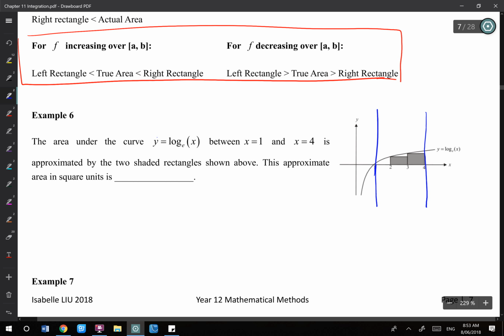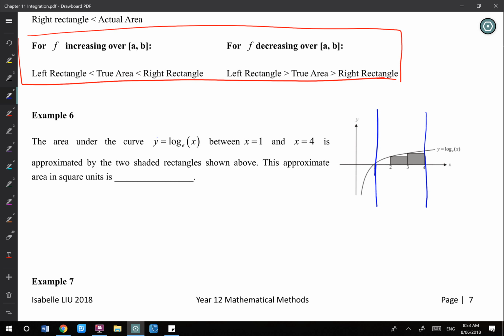Okay, it is approximated by 2 shaded rectangles shown above. The approximation area in square units is... okay, first of all, can you tell me is it a left-hand side approximation or right-hand side approximation? Left. Okay. To say it only got 2 rectangles, I actually should say it got 3 rectangles. In between 1 and 4, it has been divided into 3 parts: 1 to 2, 2 to 3, and 3 to 4.